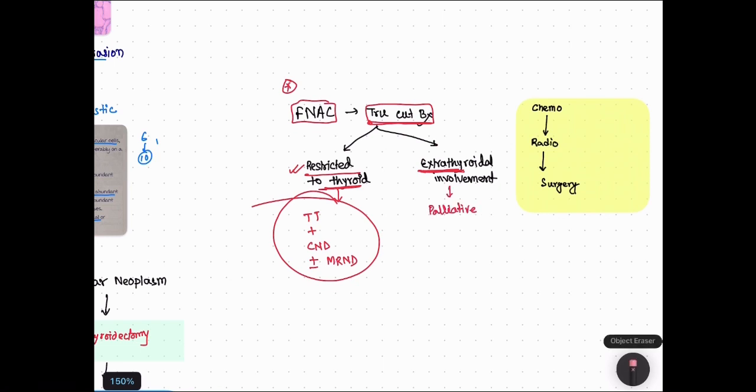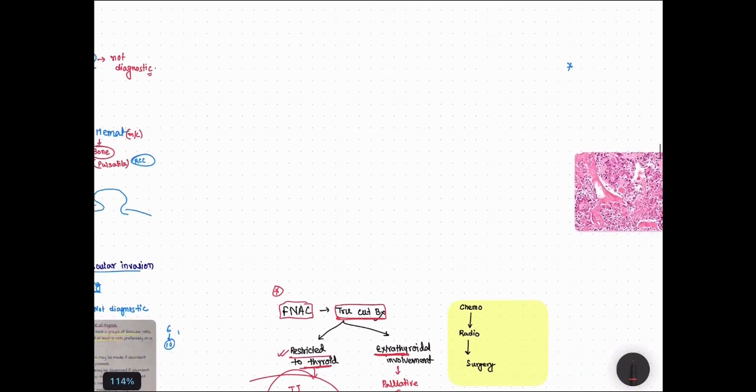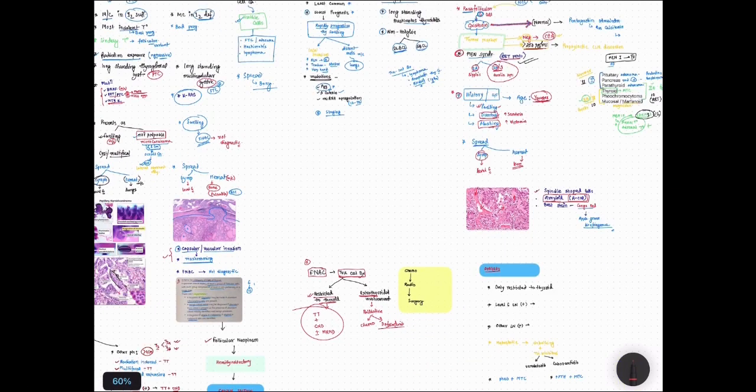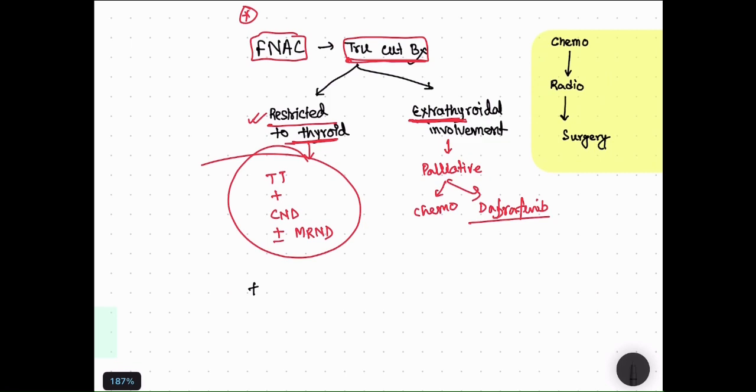This palliative treatment is done either by chemotherapy or we can use drugs like dabrafenib, a tyrosine kinase inhibitor against BRAF mutation. As it is very aggressive, before metastasizing it can present with local symptoms. If local symptoms are present, then to relieve the pressure, we can perform isthmusectomy.